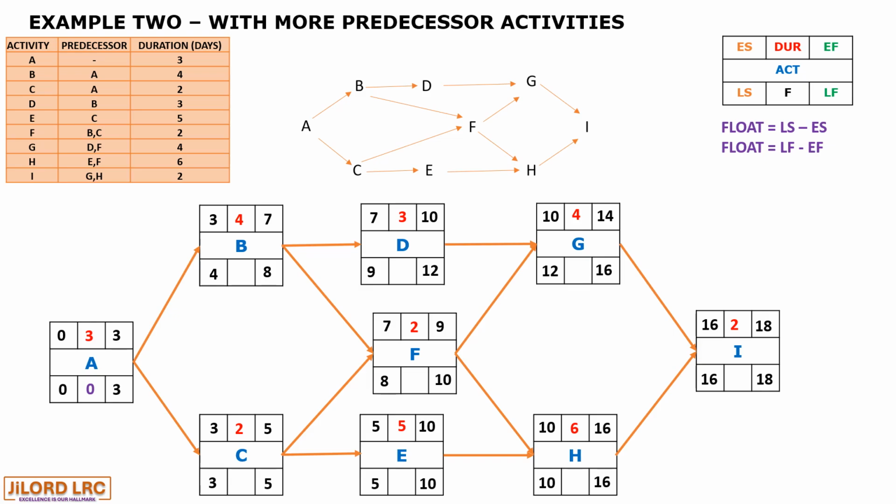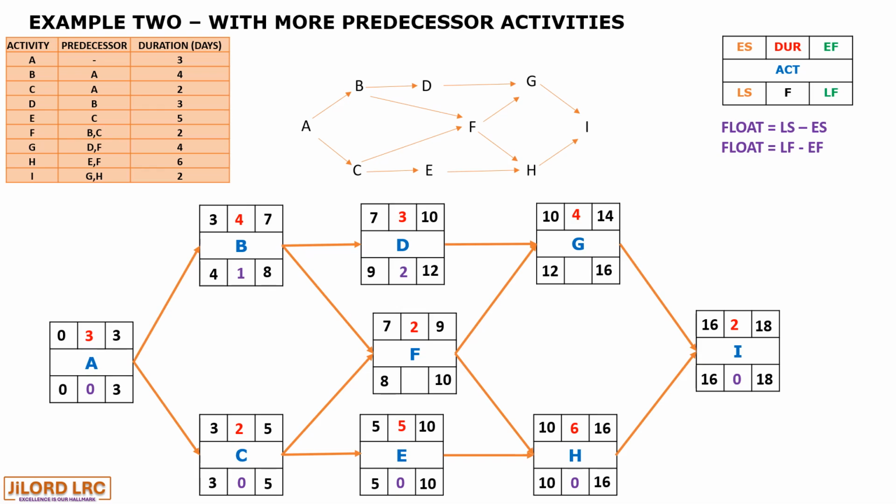So for D, 12 as latest start goes as latest finish for D. And for F, we take the least value, and then for E, we take 10, which is a direct linkage from H to E. Now let's calculate their latest starts. So for D is 9, for F is 8, and for E it's 5.